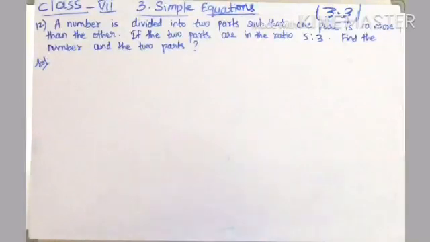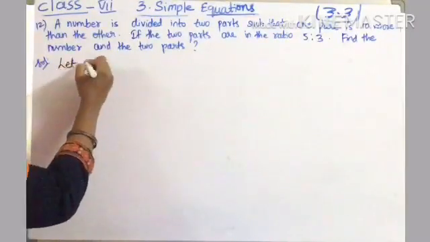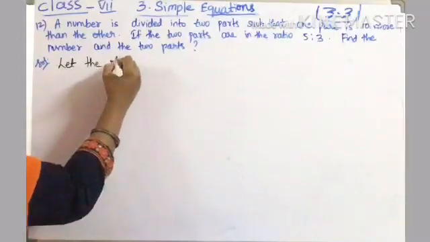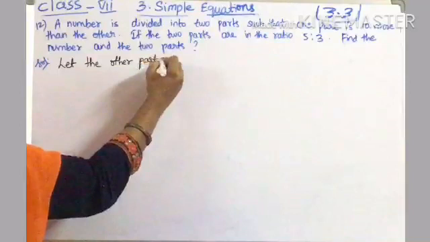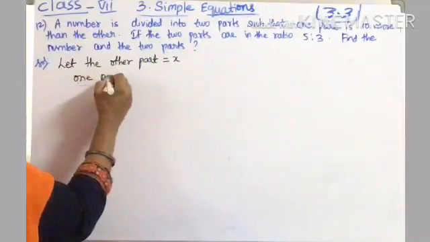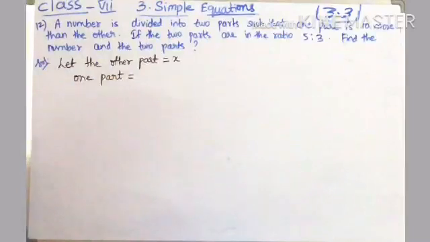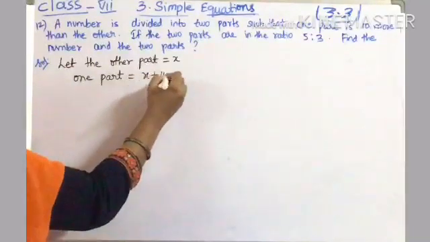In that 12th question, a number is divided into two parts such that one part is 10 more than the other part. And if the two parts are in the ratio 5:3, find the number and the two parts. Here they gave the condition for one part, so we'll take the other part as x. So let the other part be x. Then one part is nothing but 10 more than the other, so x plus 10, right?